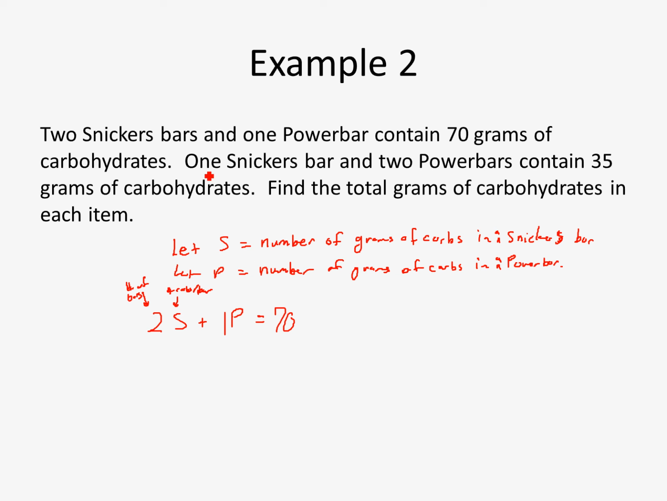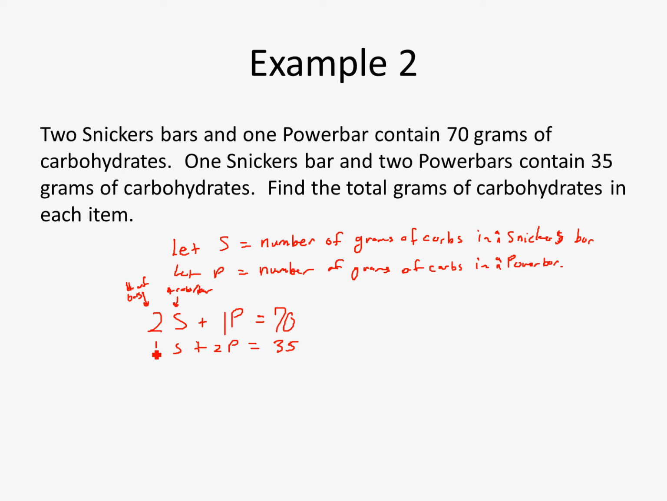And the second equation is going to be the same kind of thing. One Snickers bar and two Power bars is 35 grams of carbohydrates. So 1s plus 2p is going to be 35 grams of carbohydrates. So now I've got my system all set up. All I have to do is solve it.